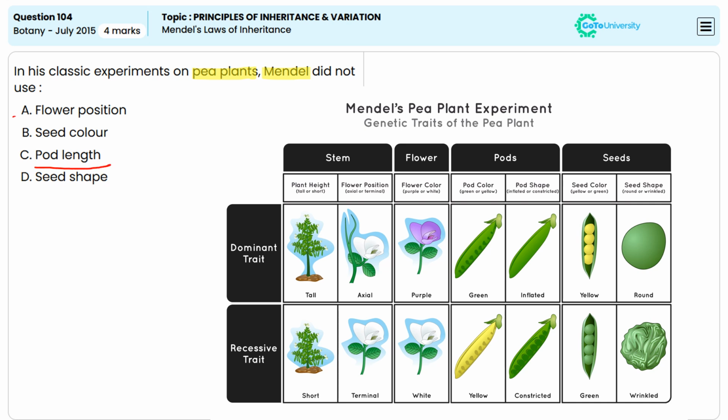Whereas option A, flower position, and B, seed color and seed shape, were used by Mendel in his experiments on pea plants. So that means the correct answer is option C, pod length.